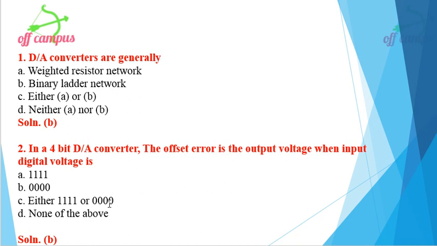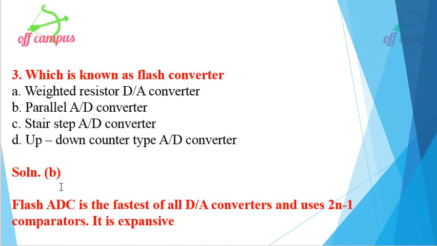Next, question number 2. In a 4-bit DA converter, the offset error is the output voltage when the input voltage is, and four different options are given. The input voltage is nothing but option B, 0000. Okay, then move on to the next one.